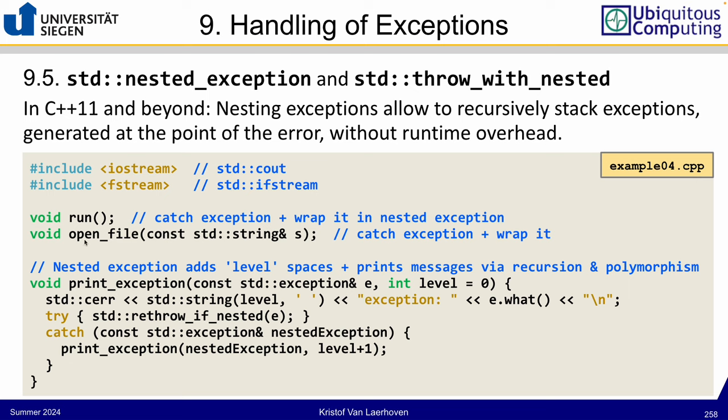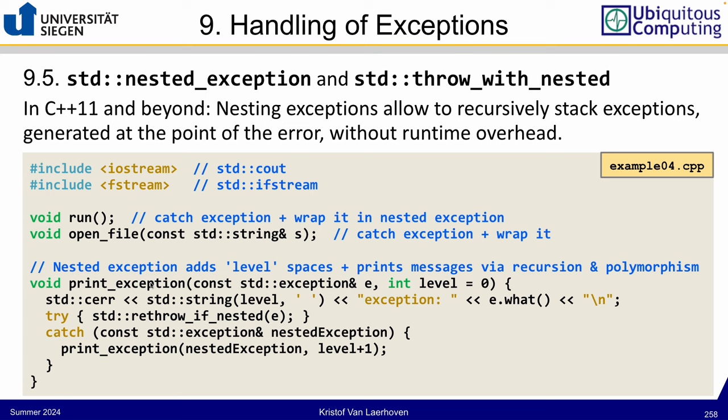So we have, for instance, two functions where an exception could be caught, where things can go wrong, and we want to catch those exceptions, but only later on somehow deal with them, as you typically do in your program. So we have our function run and our function open file, and certain things could go wrong there. We'll define what those functions do later. Then we have a very special function that we can create, not because of its name or anything, but because it's using this nested exception. And this is using polymorphism on the lowest level. That's something that we will see in a second. And recursion, because it's calling itself.